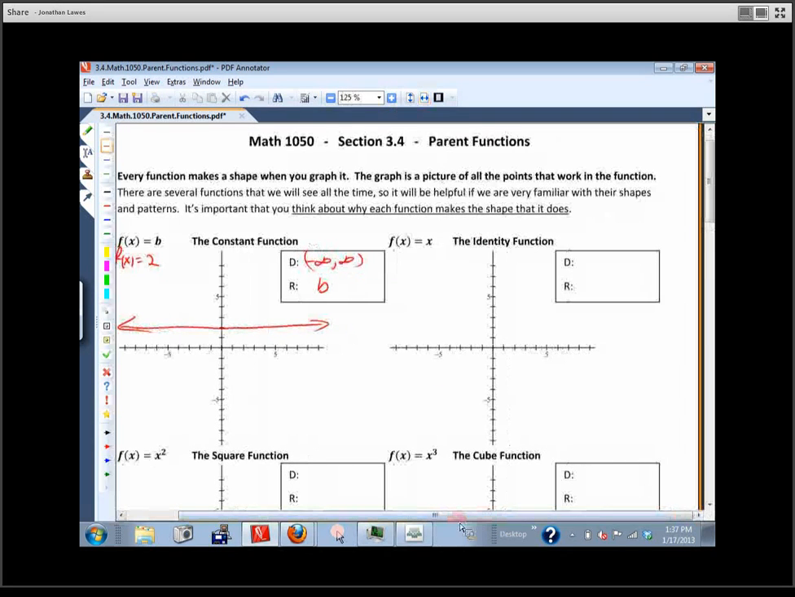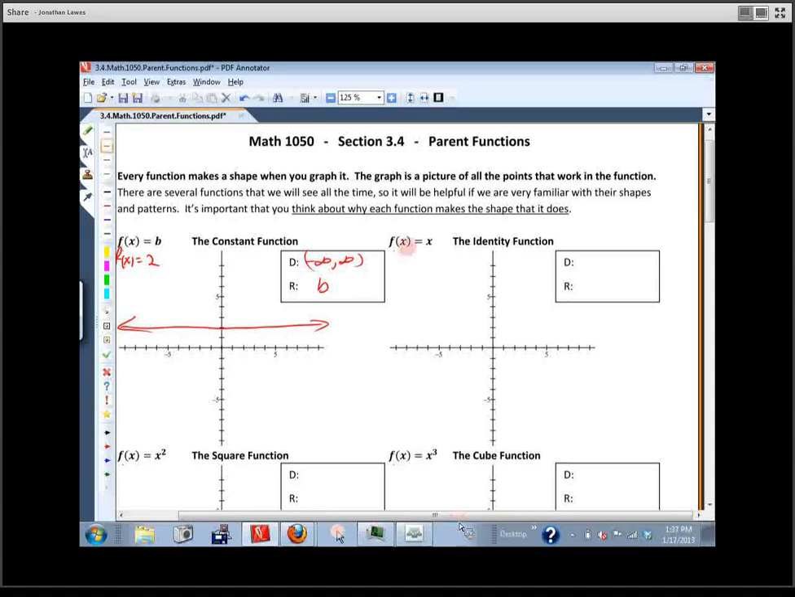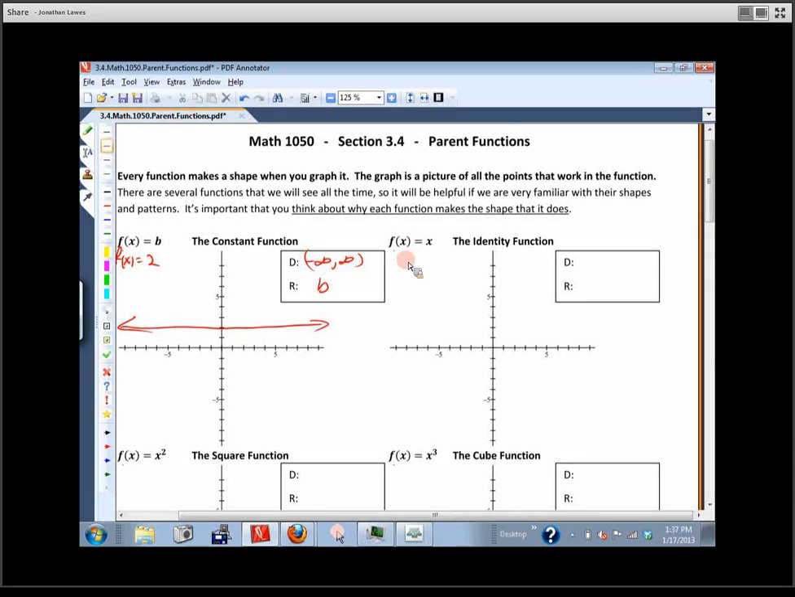Okay. The next one is called the identity function. So the identity function is called that because whatever number you plug in, so if I find f of 5, if you plug in a 5, you get a 5 out. If you plug in a negative 3, you get a negative 3 out. So this is just a linear equation that looks like that.